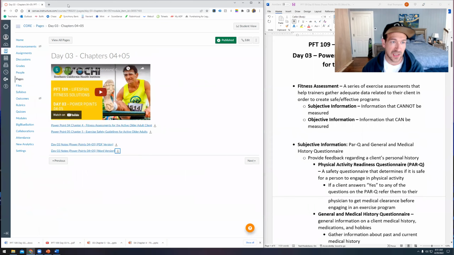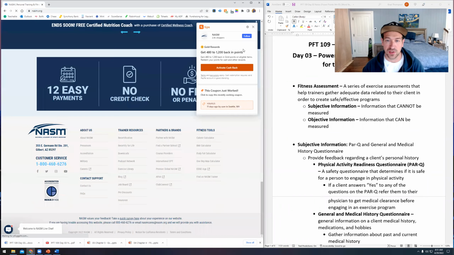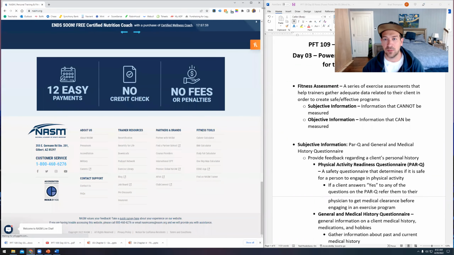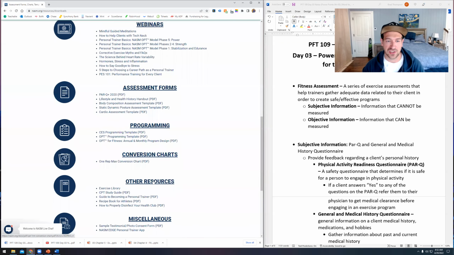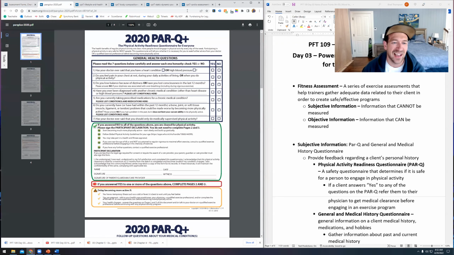If we go to NASM's website, actually, we'll go over here and download their assessment forms. You can find these, by the way, available just on NASM's base website. If you just go down to the trainer resources downloads tab, you'll see they've got their assessment forms right down here. I'm going to open all of these up because we're going to go through all of them today. I don't think they go in order, but that's all right.